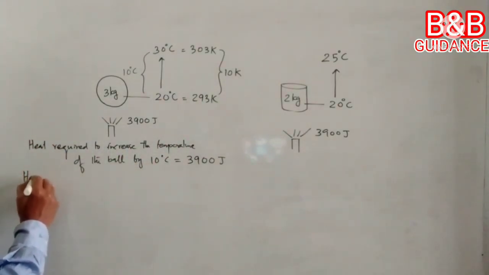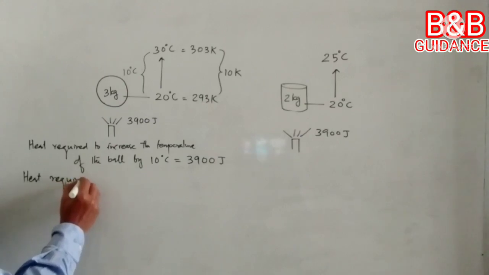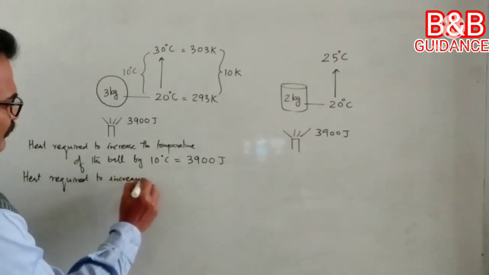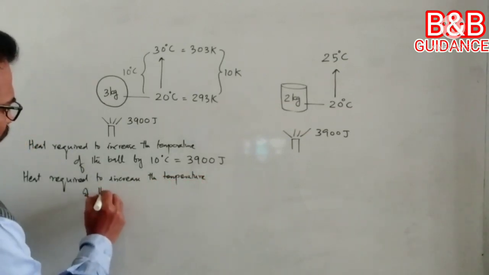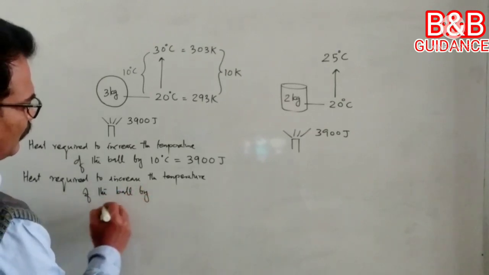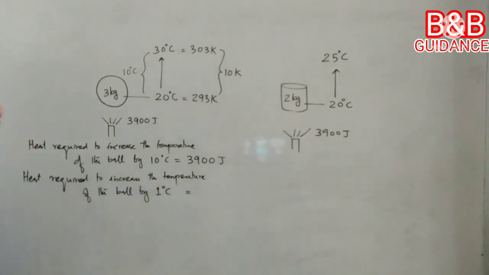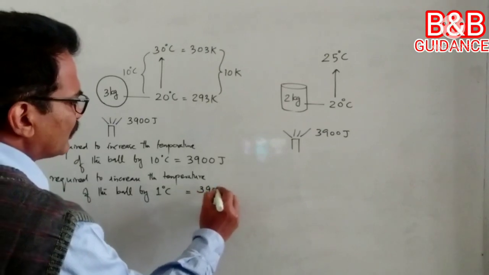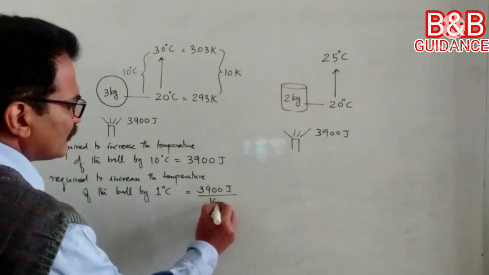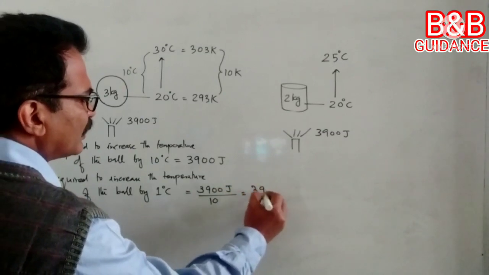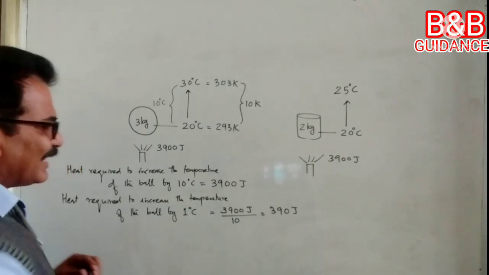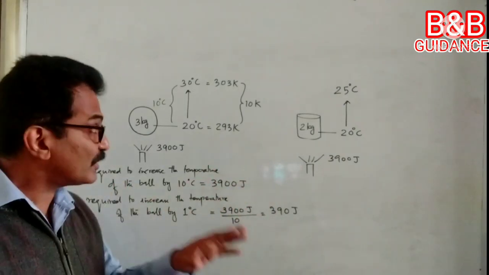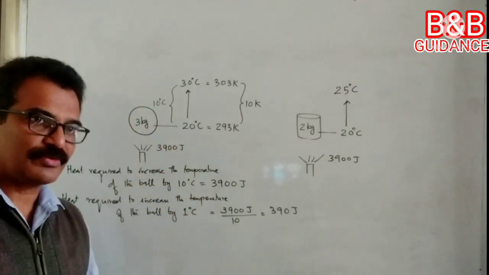Next question is heat required to increase the temperature of the ball by 1 degree Celsius. How much heat is required? Can you tell me? 390 joule. We got it like this: 3900 joule divided by 10. You got the answer 390 joule. This 390 joule is the heat energy required to raise the temperature of this ball by 1 degree Celsius.